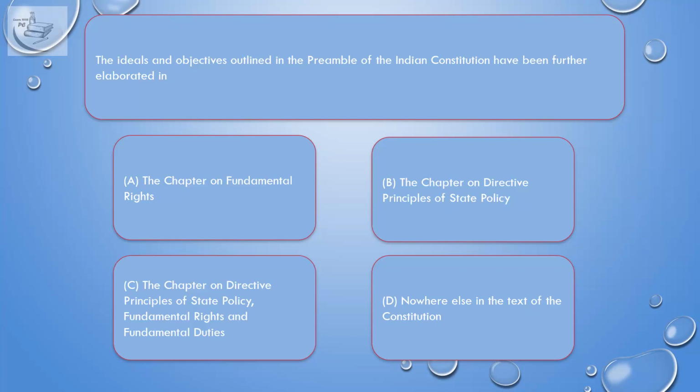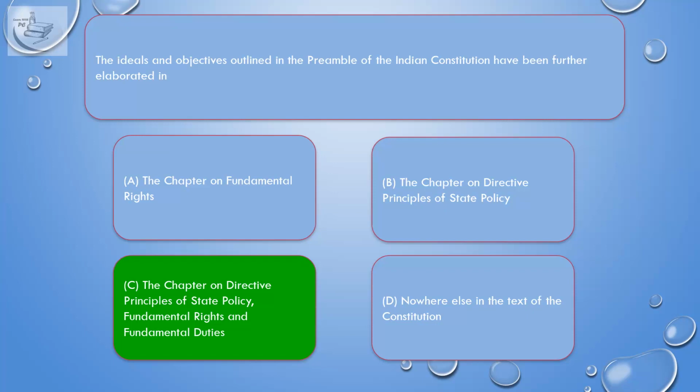Correct answer is B. the preamble and the directive principles of state policy. Question: the ideals and objectives outlined in the preamble of the Indian Constitution have been further elaborated in A. the chapter on fundamental rights. B. the chapter on directive principles of state policy. C. the chapter on directive principles of state policy, fundamental rights and fundamental duties. D. nowhere else in the text of the Constitution.